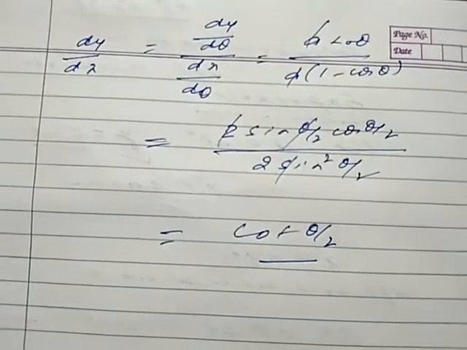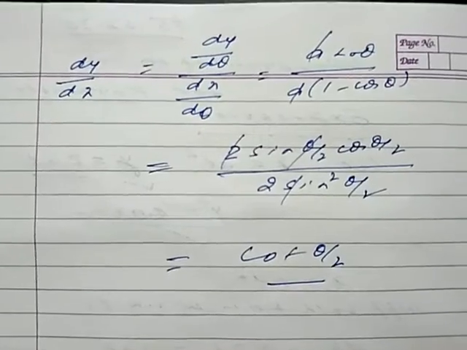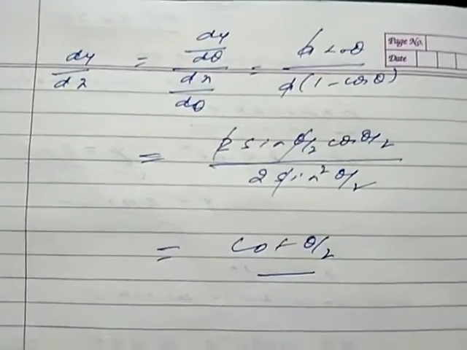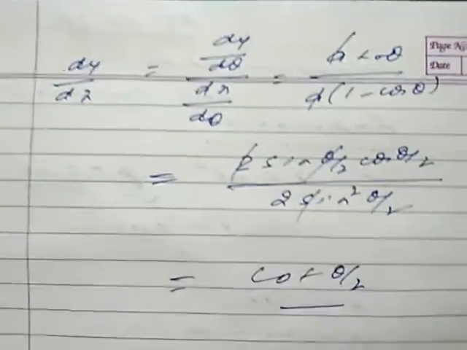What we'll do? First we'll differentiate the x variable in terms of the expression in which x is represented. Then we'll differentiate the y variable in terms of its representation, and then we'll take the ratio. So this is the way.